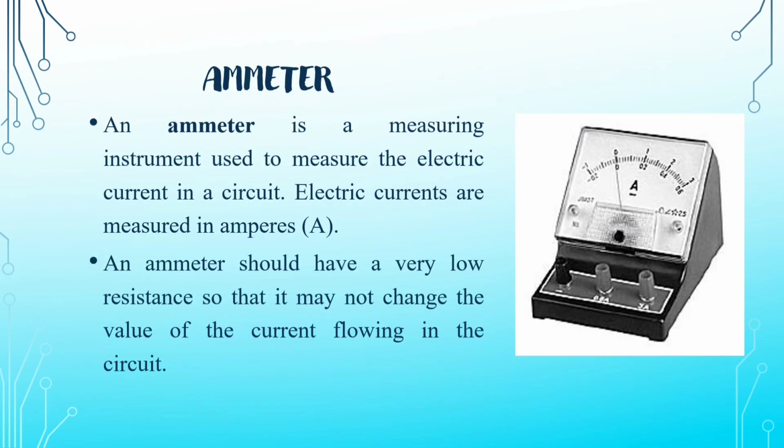Next, we are going to see the ammeter. The ammeter is a measuring instrument used to measure the electric current in a circuit. Electric current is measured in amperes, denoted with the letter A. We already know that electric current is equal to electric charge by time. So 1 ampere is equal to 1 coulomb by 1 second. An ammeter should always have a very low resistance so that it does not change the value of the current flowing in a particular circuit.